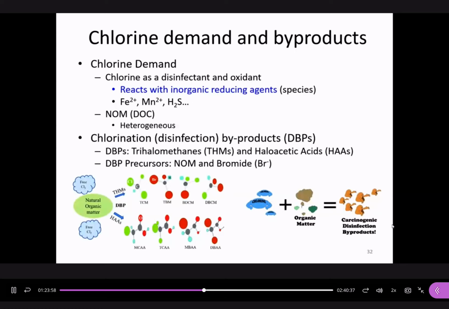And DBP, we have mentioned trihalomethanes here and haloacetic acids. Okay, haloacetic. What is acetic acid? CH3COOH. Right. So here you have 3 hydrogens, which can be replaced by chlorine. NOM and bromide. Okay. So you look at it here. We can produce many types, and these are typically carcinogenic. Right. Low concentration but carcinogenic. So that is a problem with chlorine disinfection.